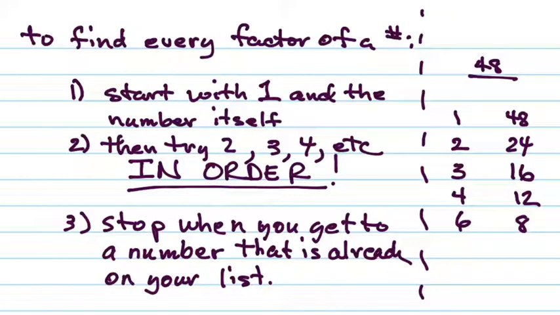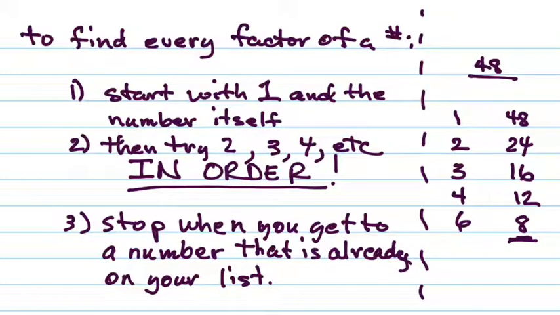So after 7, what would be the next number I would try? What number comes after 7? 8, yeah. But I don't need to try 8 because it's already on my list. And that will always happen as long as you take the numbers in order. And that's especially helpful with numbers that are very large or numbers that have lots of factors.